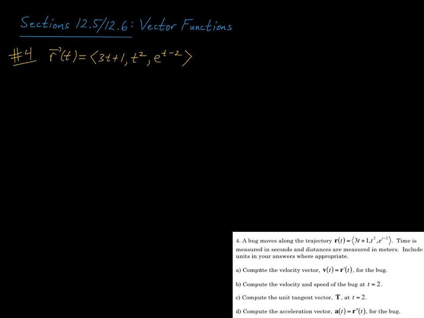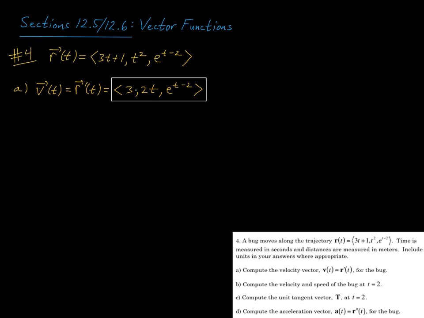All right, now part A says compute the velocity vector v of t, which as we saw in the last video, that's just r prime of t for the bug. So to do that, we can just differentiate component-wise to compute r prime of t. Differentiating 3t plus 1 gives us just 3. Differentiating t squared gives us 2t. And differentiating e to the t minus 2 gives us e to the t minus 2. Notice the chain rule factor is just 1 because the derivative of t minus 2 is 1. So that is our velocity vector at any time t.